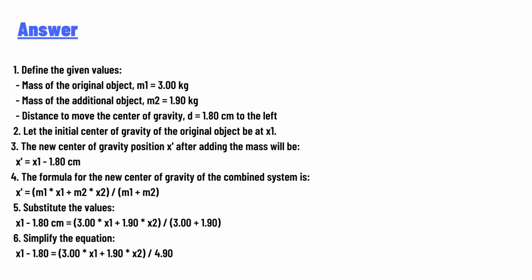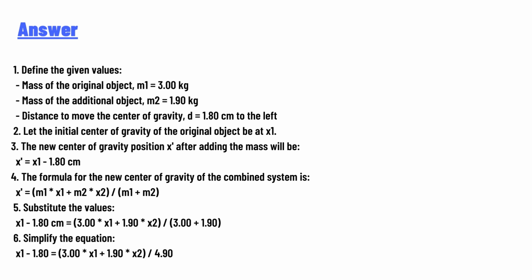And the answer to the question is: define the given values. The mass of the original object, m1, is 3.0 kg, and the mass of the additional object, m2, is 1.90 kg. The distance to move the center of gravity is 1.80 centimeters to the left. Second, let the initial center of gravity of the original object be at x1. The new center of gravity position x, after adding the mass, will be x = x1 minus 1.80 centimeters.